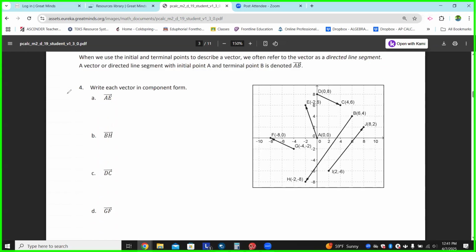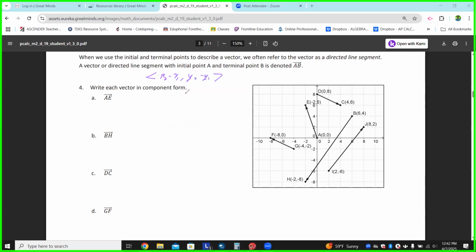All right, so when we use initial and terminal points to describe a vector, we often refer to the vector as a directed line segment. A vector or directed line segment with initial point A and a terminal point B is denoted by this. So this gives us another type of form. Instead of giving this the name vector V, we can now just say it's a line segment AB, but you would follow the same process. If we wanted to find the vector component, you would literally do the same process, again using this formula, x2 minus x1, y2 minus y1.